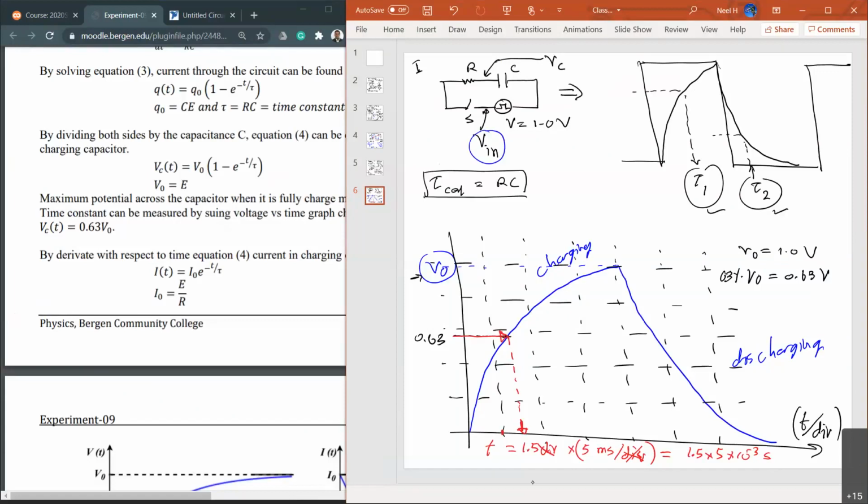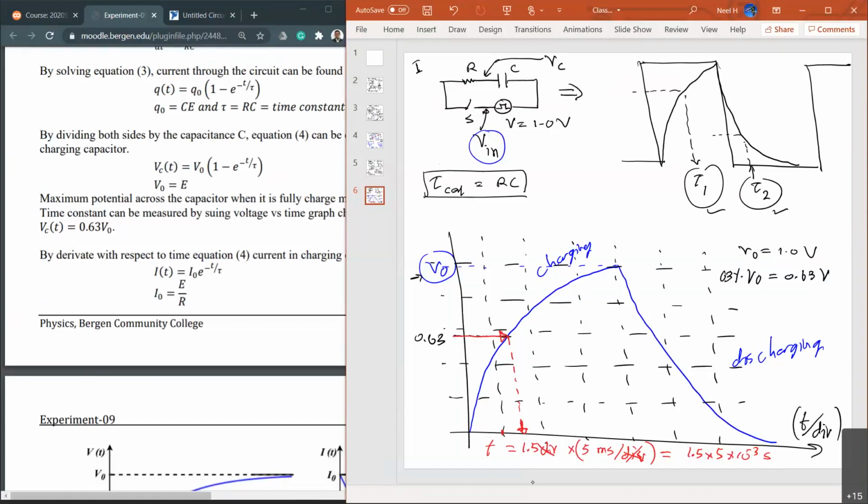Okay, any question? We used that technique in the last experiment. I'm expecting everybody to be familiar now to do that. Good, no problem. And this is for the charging circuit.